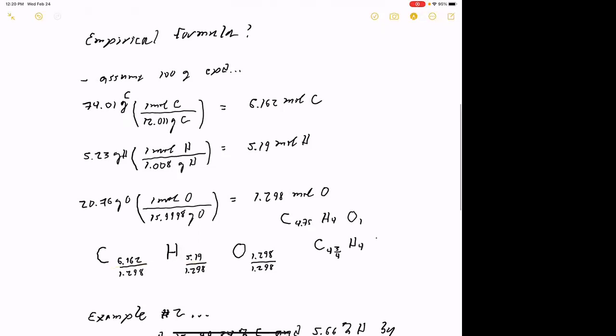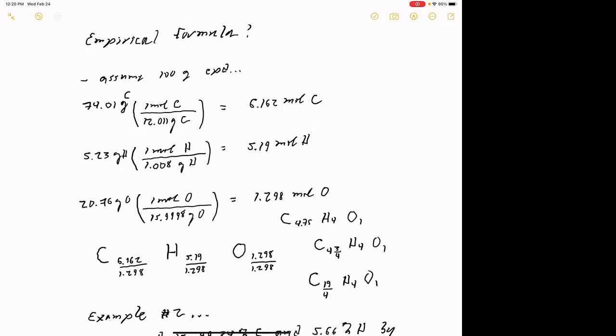Hydrogens 4, oxygens 1. So now everybody knows that I could take that 4 3/4 and turn it into a total fractional quantity. So we know how to do that. We say 4 times 4 is 16, 17, 18, 19. We add the 3. So I could rewrite that as C 19/4, right? Everybody remember how to do that from 7th grade or whenever you do fractions like that? H4, O1.